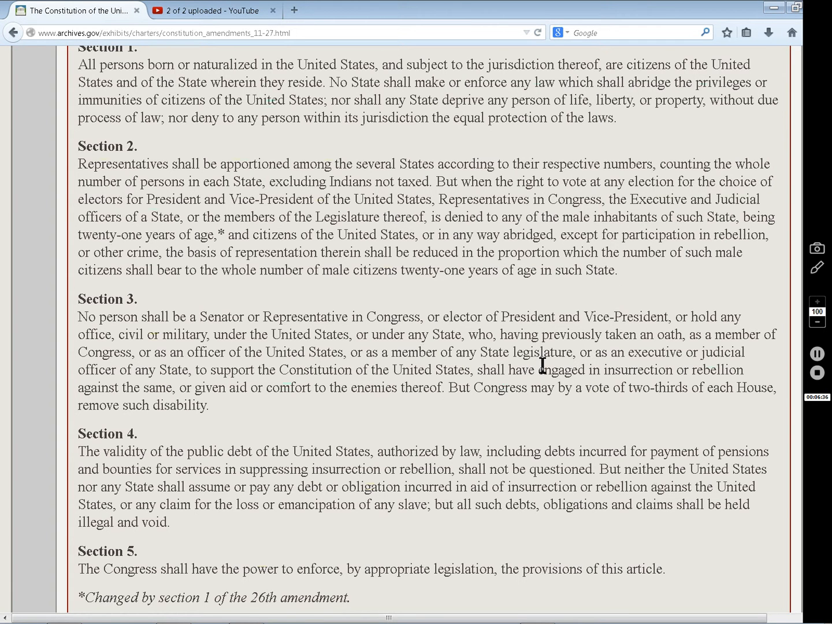But when the right to vote at any election for the choice of electors for President and Vice President of the United States, Representatives in Congress, the executive and judicial officers of a state, or the members of the legislature thereof, is denied to any of the male inhabitants of such state, being 21 years of age, and citizens of the United States, or in any way abridged, except for participation in rebellion or other crime, the basis of representation therein shall be reduced in the proportion which the number of such male citizens shall bear to the whole number of male citizens 21 years of age in such state. And there's a footnote.